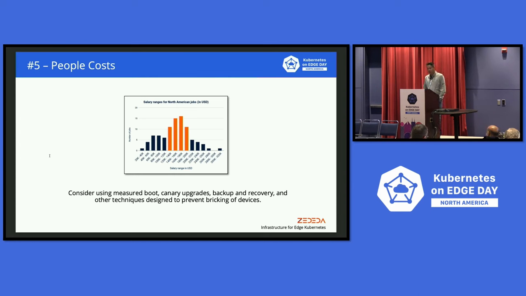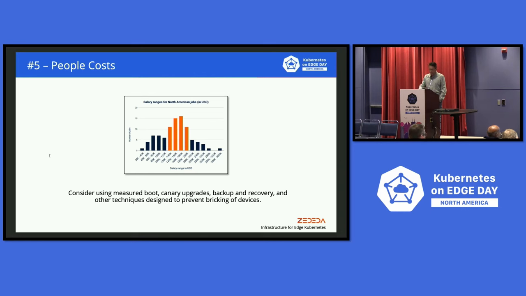You've seen techniques, things like measured boot, very similar to secure boot, but measured boot allows you to act on the device. If something bad shows up, it doesn't brick the device. You know, canary upgrades, doing backup and recovery, things you'd expect. But anything you can do to prevent people from having to go to this edge site, because that's the number one cost in edge computing, is really the people side of this. So there's a lot of techniques you can do around that. Kubernetes obviously has a great tool set to help with that as well. So as you move up the stack into Kubernetes, these techniques are pretty well known and pretty well managed at this point. So that's why Kubernetes is a good fit.